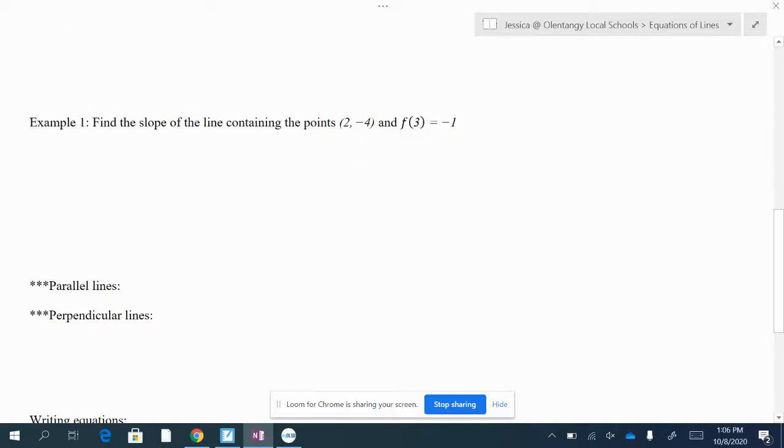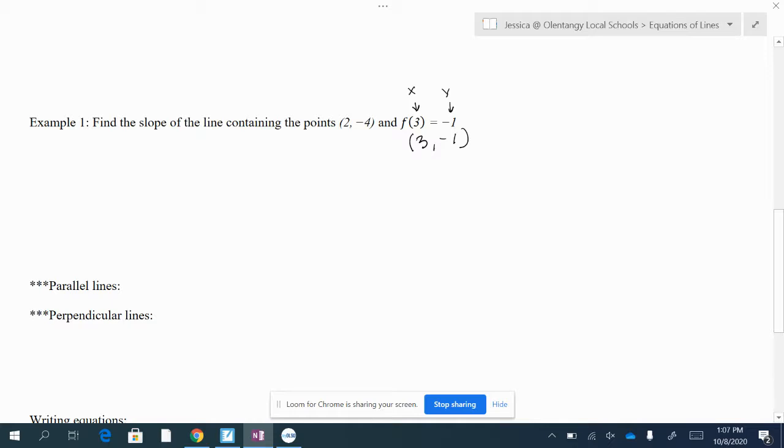Okay, so the first example says find the slope of the line containing the points (2, 4) and f(3) equals negative 1. So remember this notation of f of 3 equals negative 1. This is going to be my x value. This is my y value. So technically I have a point at (3, -1).